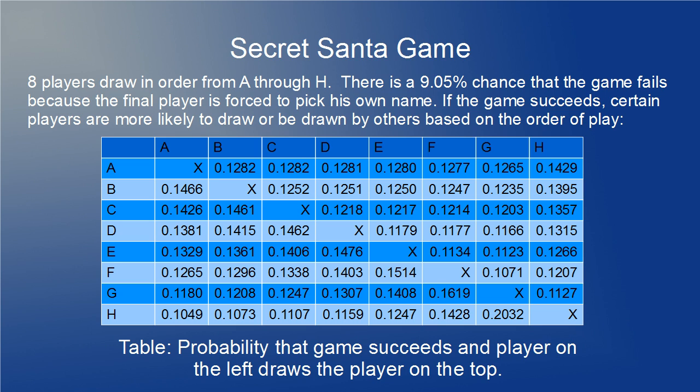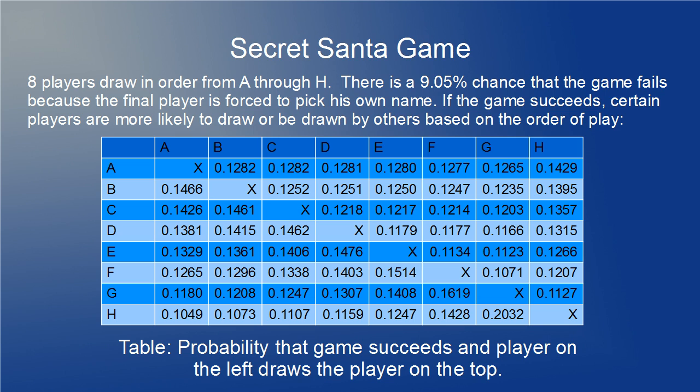So let's model this in the C++ program and run the decision tree on 8 players who draw a name, check to make sure it's not their own, and then draw again if that was the case. Contrary to what you might expect, this game is pretty far from fair. We don't have equal numbers in each cell. They range all the way from 10.49% to 20.32%.